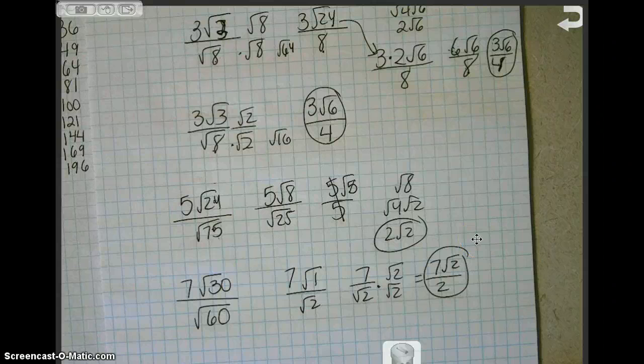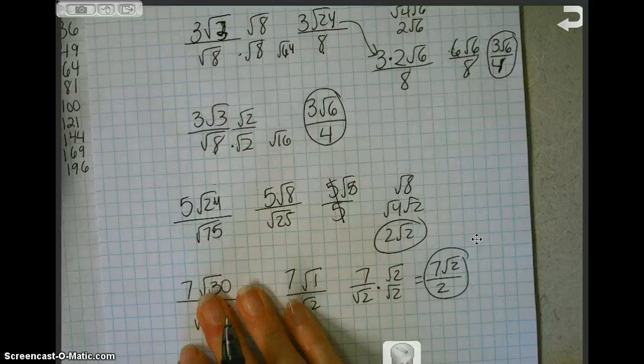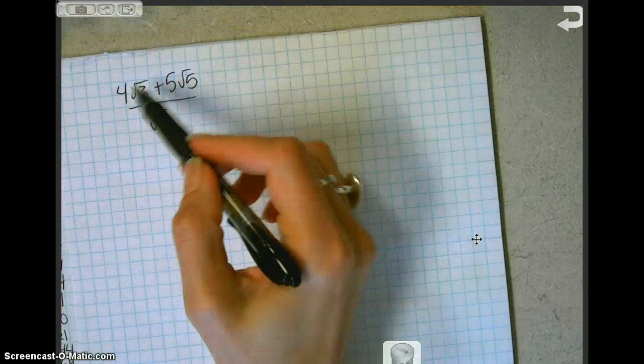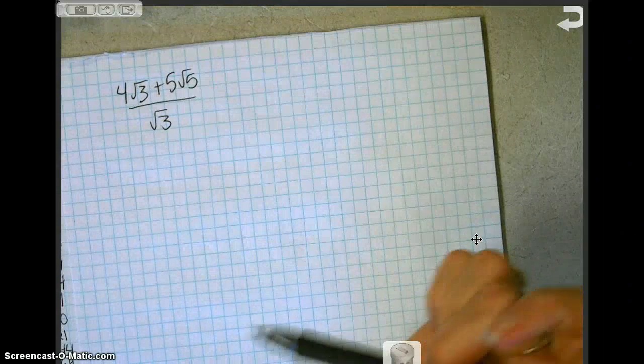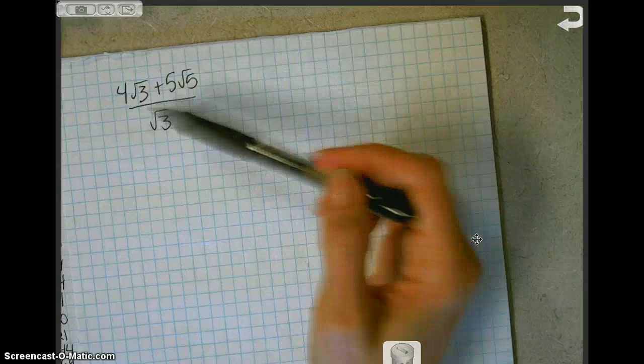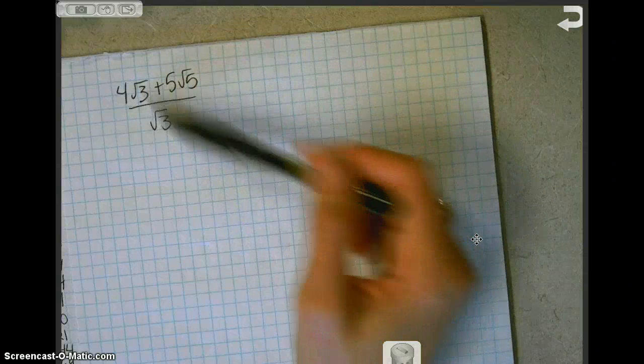We also need to talk about a little bit more complicated fractions. This is like on your sheet 33 to 35. Okay, here is a problem. Say you've got 4 square root of 3 plus 5 square root of 5 over the square root of 3. Now notice we've got 3 different terms, which means you shouldn't just try to cancel out these square root of 3's. That's not a good choice.